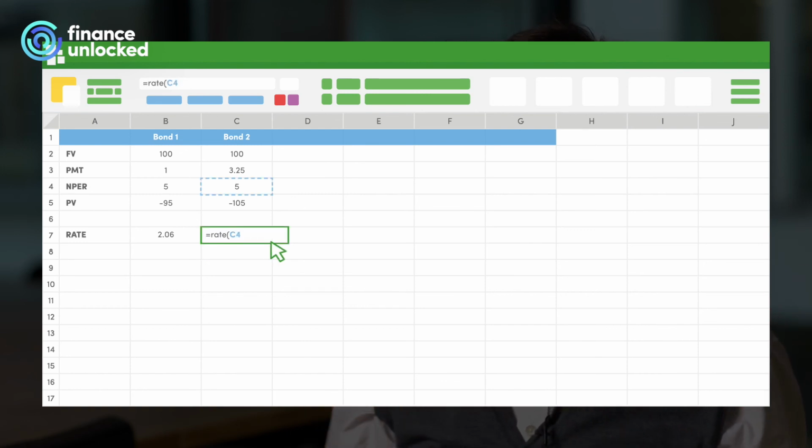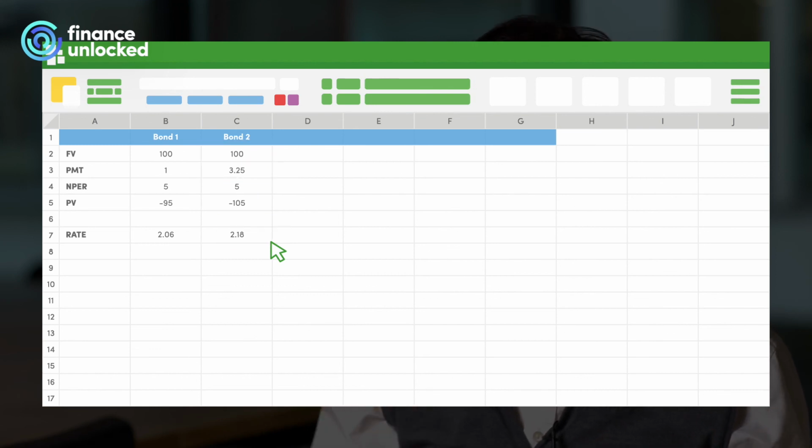If we do the same for Bond 2, we pay out 105 and we get 3.25%, then the yield to maturity on Bond 2 is 2.18%, and so you would favour Bond 2.